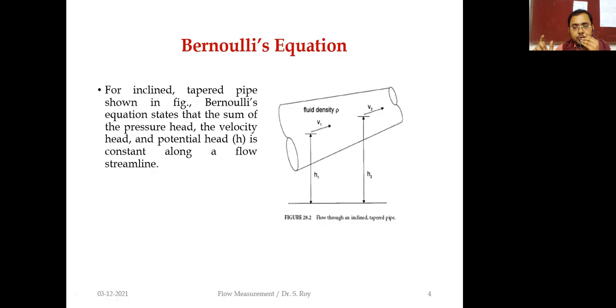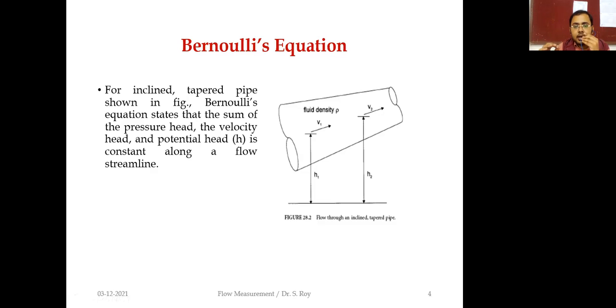The inclined tube, and the tapered tube. What does it mean by a tapered tube? A tapered tube means it does not have a uniform area throughout that pipe. If you observe this diagram, we can see that the cross-sectional area is not constant within that tube or within that pipe.